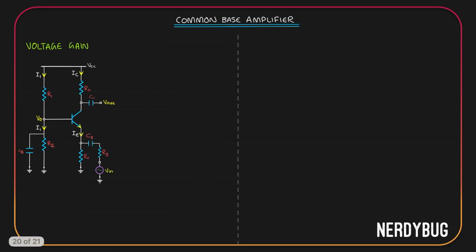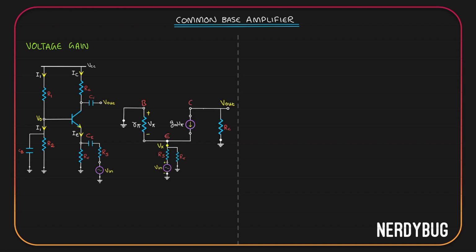Let us now calculate the voltage gain of this circuit. I have also included RS, the source resistance. The first thing we need is the small signal model. It will look like this.